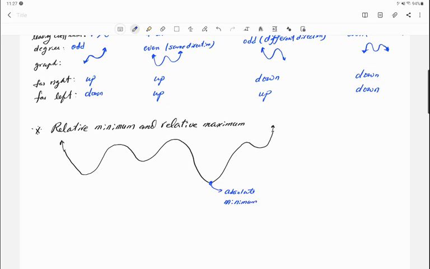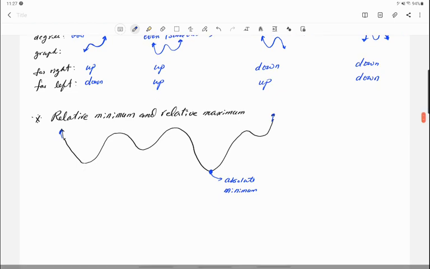Because at this point, all the y values are greater than this point. So this point has the lowest y value, so we call it absolute minimum. But in this case, there's no absolute maximum because the right end is going all the way up and the left is also going all the way up, right? So there's no absolute maximum, but this one has an absolute minimum.